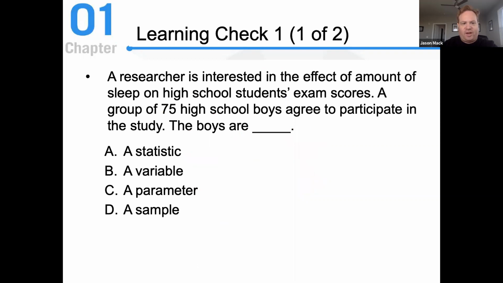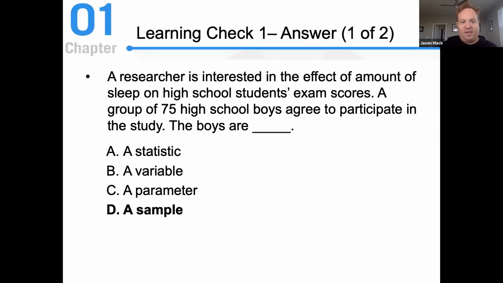So let's do a learning check. A researcher is interested in the effect of the amount of sleep on a high school student's exam scores. A group of 75 boys agreed to participate in the study. The boys are a statistic, a variable, a parameter, or a sample? What do you think? Think about it. Maybe pause me. Maybe look this up in your textbook. I'll show you the correct answer in a moment. And that is a sample, because it's representative of the population of all the boys in high school.